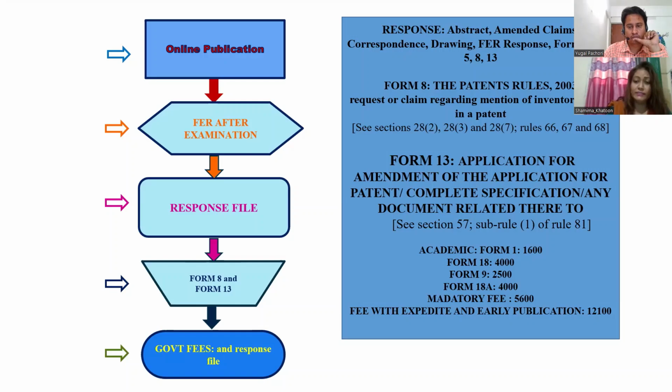For form 1, 1,600 rupees. Form 18, 4,000 rupees. Form 9, yes, 1,600 rupees. And form 18, 4,000 rupees.